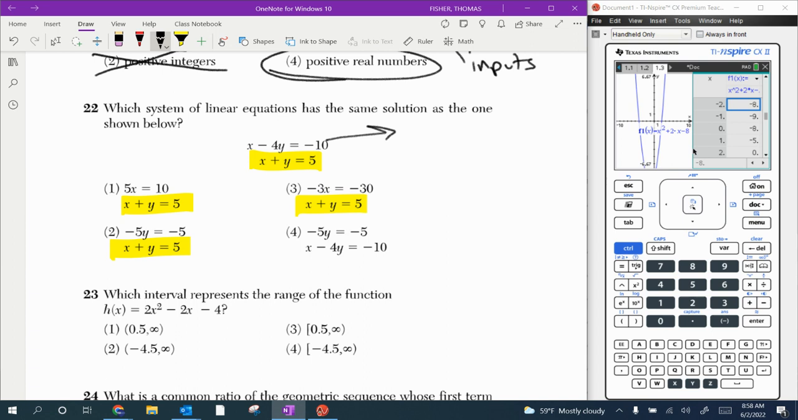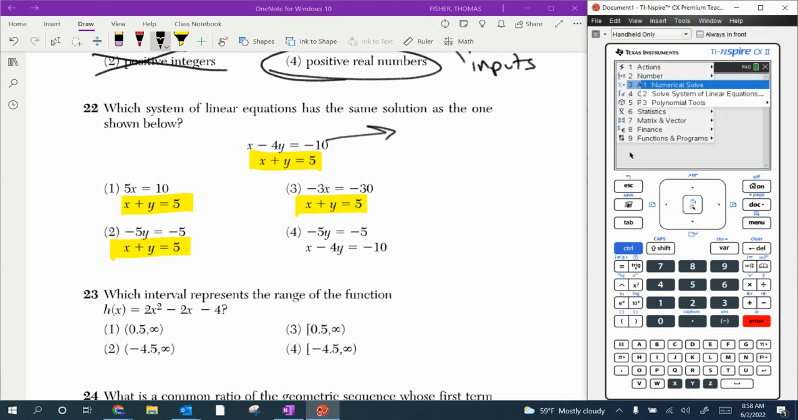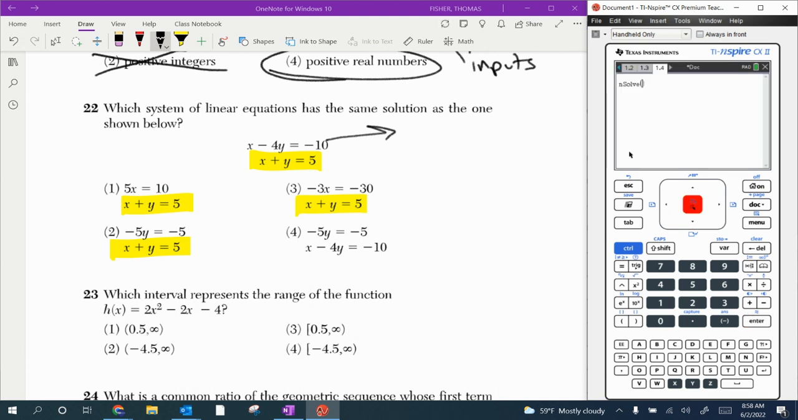You could type it in your calculator too. Don't forget there is the tool. I'm just going to show that because it's multiple choice, we don't have to show work. So algebra, solve a system. I did the wrong one. Let's try again. Algebra, choice 3. Solve a system, choice 2.